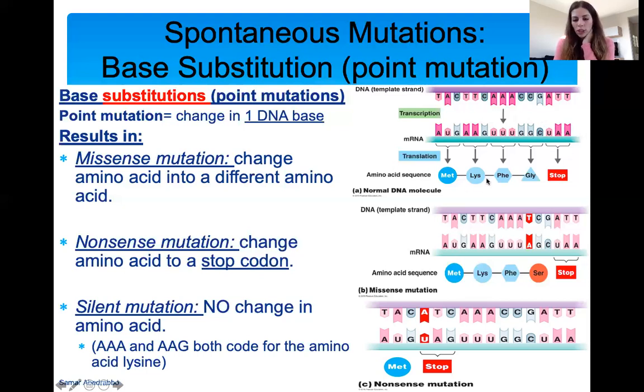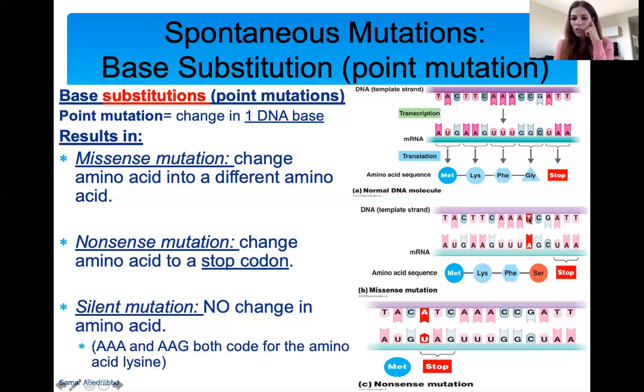Now let's say a mutation happened and T accidentally got changed. And here, instead of having what you would have had here, which was C, cytosine, it got changed to T. Because remember, a mutation is a change in the DNA sequence. But when you change the DNA sequence, it affects everything else. So it affects transcription and translation.